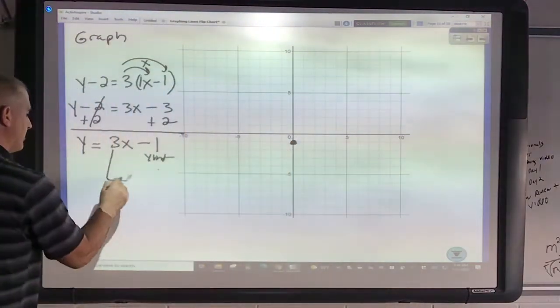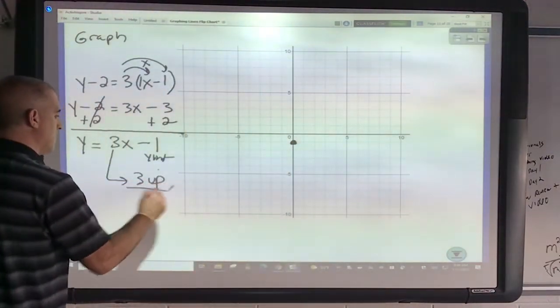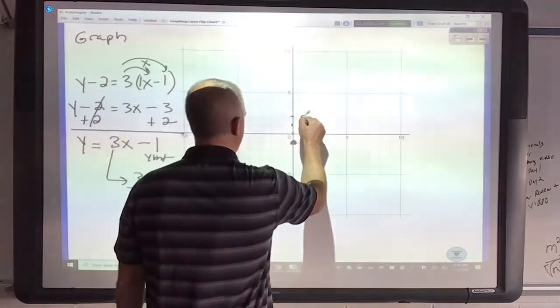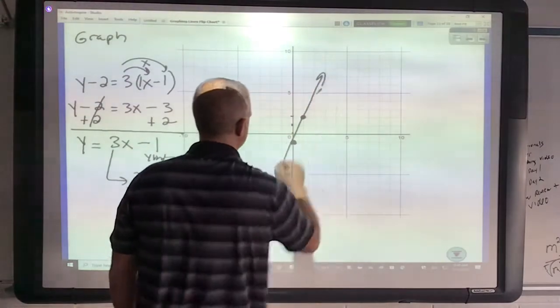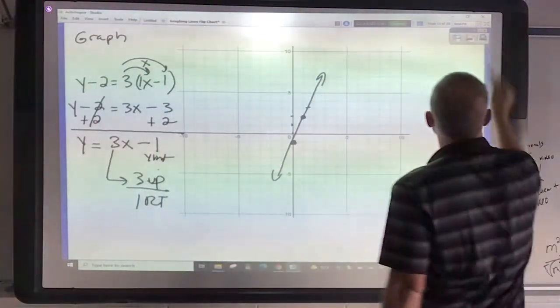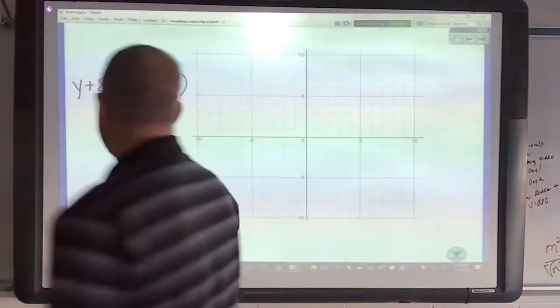Then this is 3 up, 1 right. So from here, 1, 2, 3, 1 right. Connect the dots. Positive slope, positive slope. Good shape.